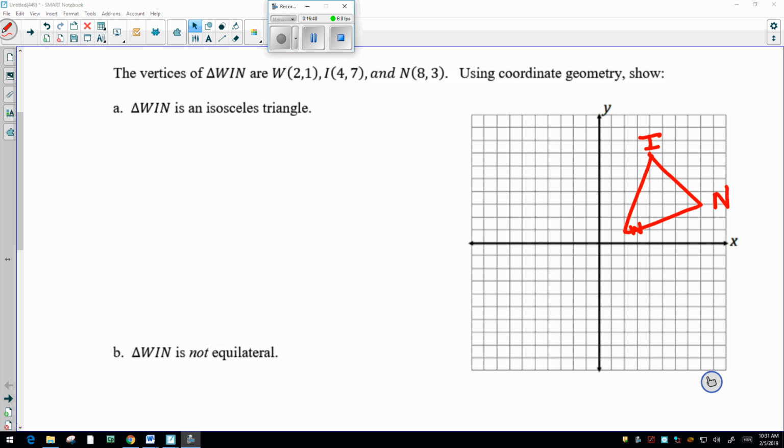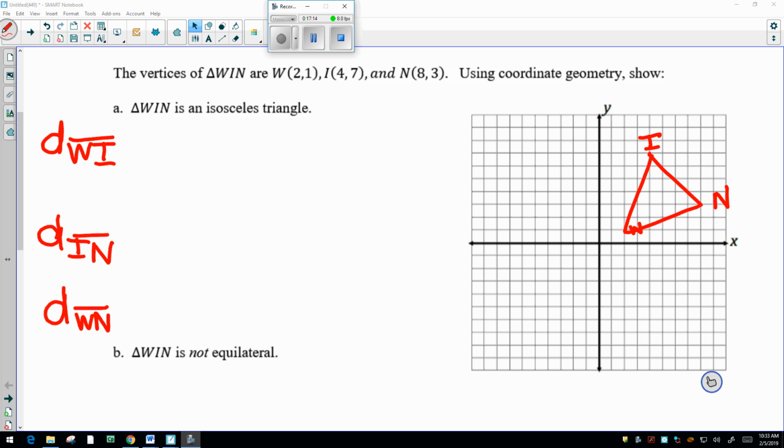Most, not all, but I'm going to say most of these triangle questions are saying distance. So we're going to try this first one. And what I'm going to say is, why don't we split you guys up. You guys are going to do the distance of WI. You guys are going to do the distance of IN. And you guys are going to do the distance of WN. So everybody has one distance to work on right now.